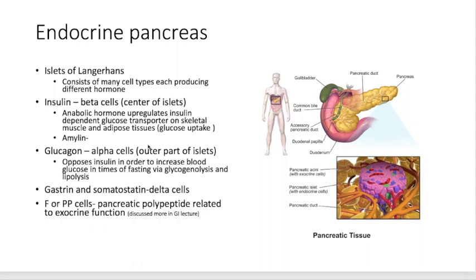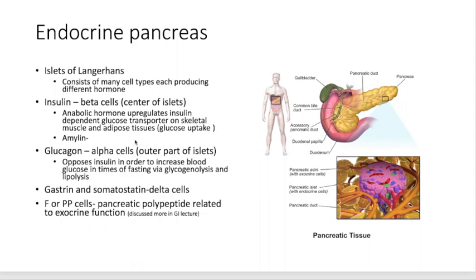And these are basically the regulation of your sugar. One is going to increase insulin production. The other is glucagon, which is counter-regulatory to insulin and blood sugar. So insulin is an anabolic hormone that upregulates insulin-dependent glucose transporters on skeletal muscle and adipose tissue.